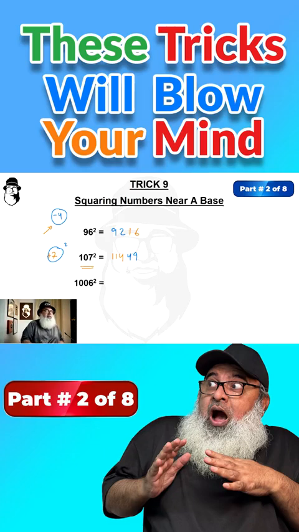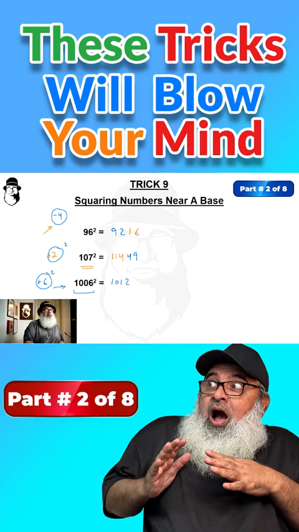And the same concept can be applied to bigger bases also. Here 1006 is 6 above 1000. So we have plus 6. We'll add this 6 to 1006 to make it 1012. We added 6 to this whole number 1006 to make it 1012, and then we square this same 6.